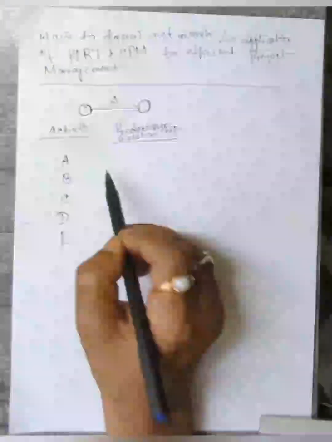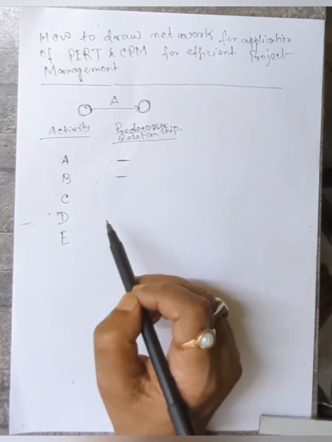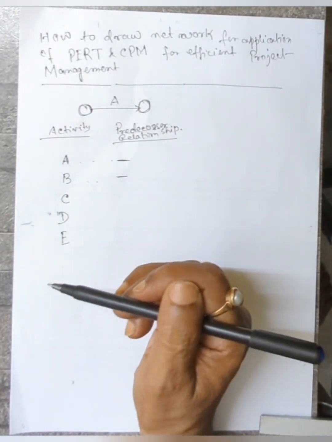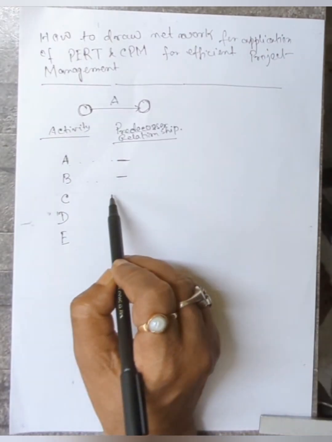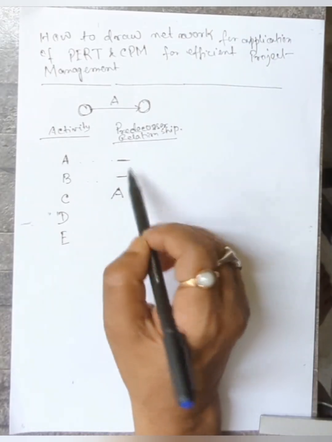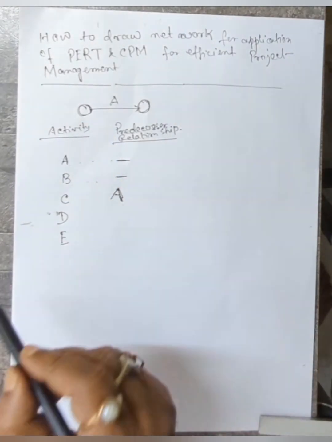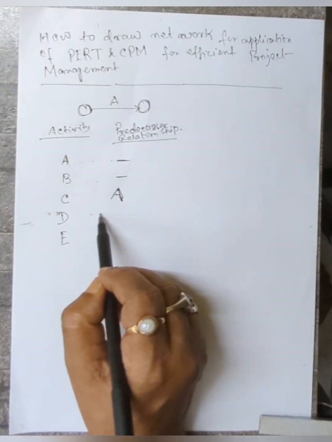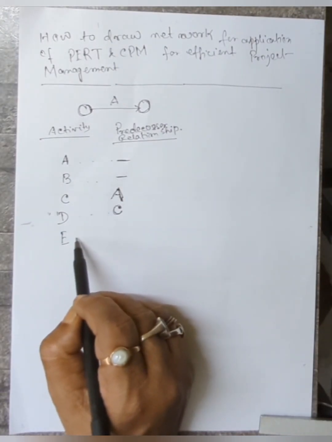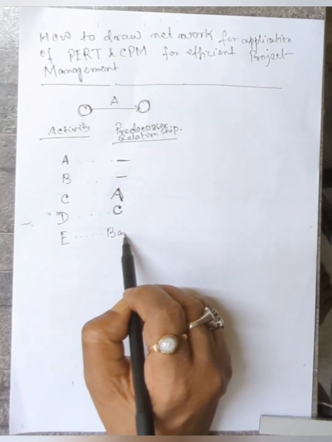What are the previous activities? A has no previous activities. For B activity also no previous activity. That means at the beginning you can start the activity A and B. But before starting C, you must have to complete the activity A. This is the condition. This is predecessor relationship. Only after completion of activity A, you can start C. To start D, you must have to complete the activity C. And to start activity E, you must have to complete the activities B and C.